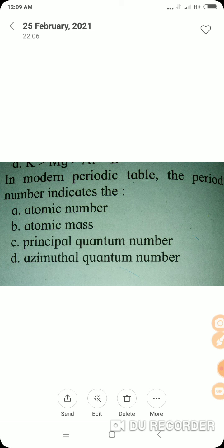Period number is seen when we write the electronic configuration. See the example: hydrogen has atomic number 1, and we write the electronic configuration of hydrogen as 1s1 according to the Aufbau principle. So 1 is nothing but the principal quantum number. When we write the general electronic configuration like ns2 or ns1, this n is nothing but the principal quantum number, and the period number is the principal quantum number. So the C option is correct.